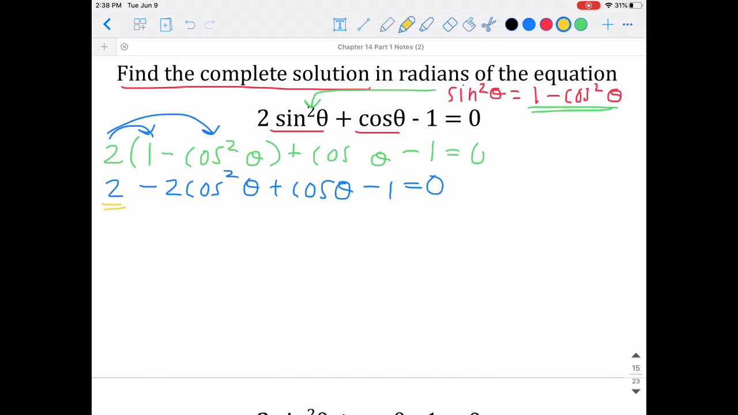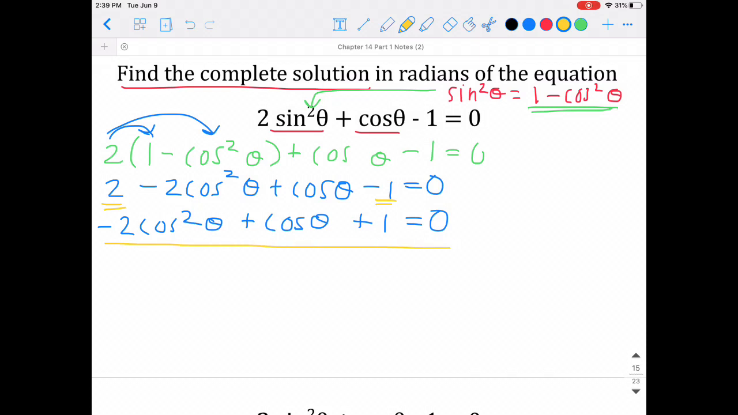Next thing we're going to do is combine our like terms. And we're left with negative 2 cosine squared theta plus cosine theta plus 1 equals 0. So now there's a regular quadratic function, but to make our lives a little bit easier before we start to try and factor, we're going to divide everything by negative 1. Because our first term is negative, it's much easier to factor when you have a positive first term. That's going to flip our terms and make the first term positive. So that gives us 2 cosine squared of theta minus cosine theta minus 1 equals 0.